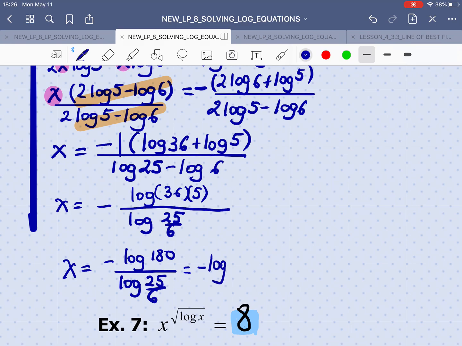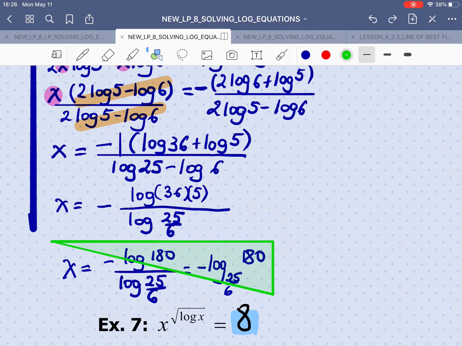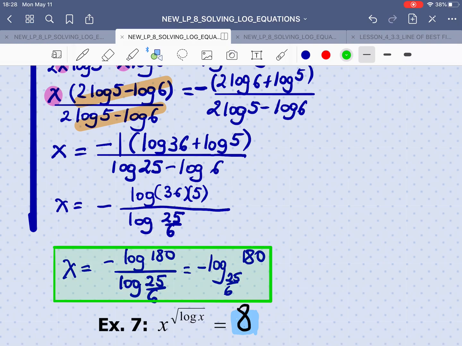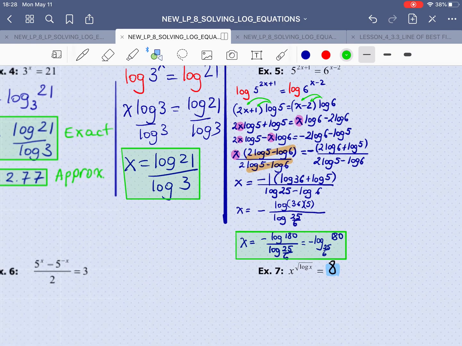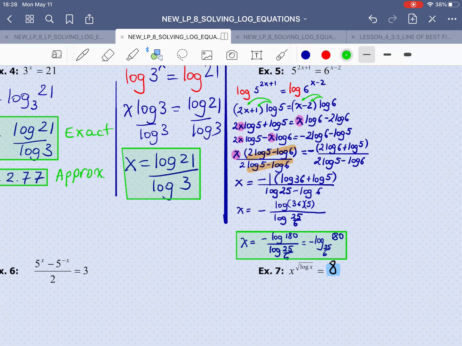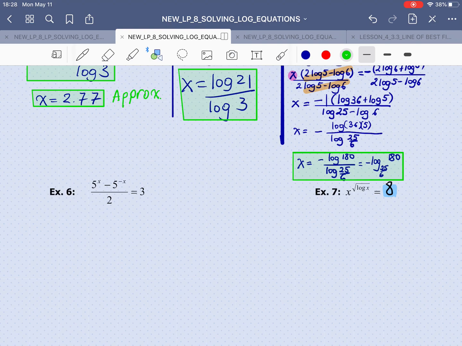And I bet some people are probably thinking of, why not write this as a single log? So log with base 25 over 6 of 180. Definitely can do that. Not necessary. So this would be the exact answer. Okay, it's a triangle. So there we go. Now, if we want to find the approximate answer again, all we have to do is use the calculator. Okay, so we'll move on to the next example.